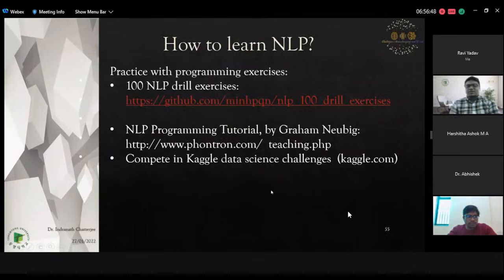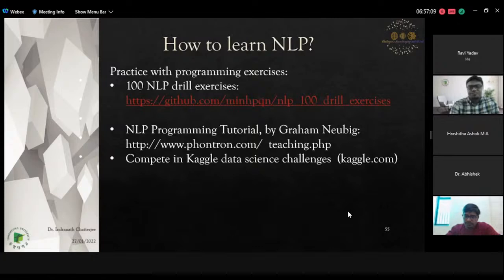So you can practice the NLP. There are hundreds of examples already in the GitHub. So you can just randomly go to the GitHub. You can take some random codes and copy paste them on Python and just practice. While you do more and more practice, you can really improve your NLP skills.